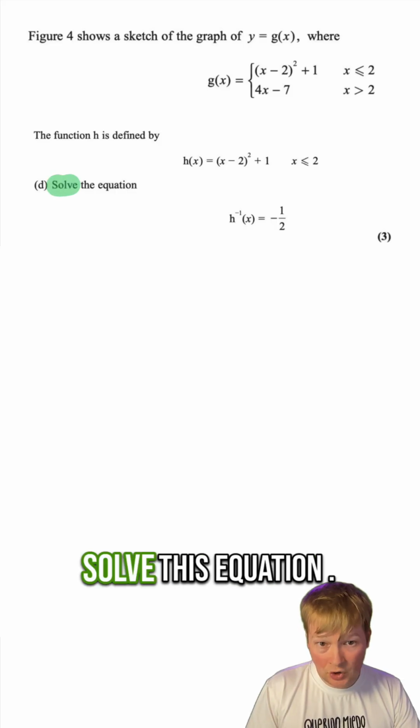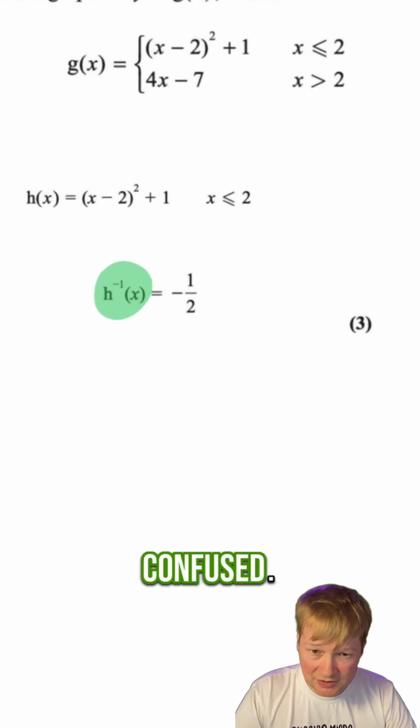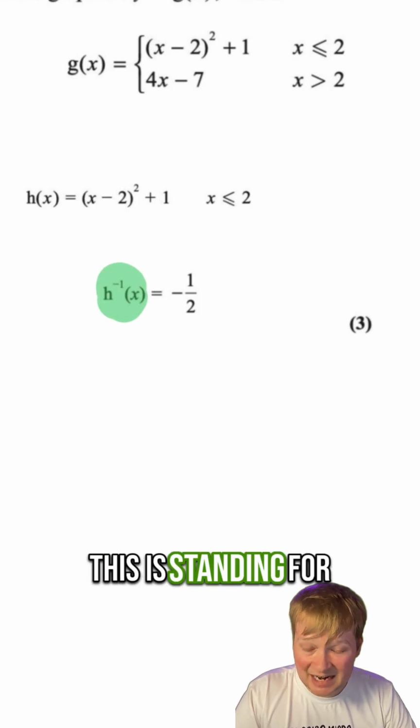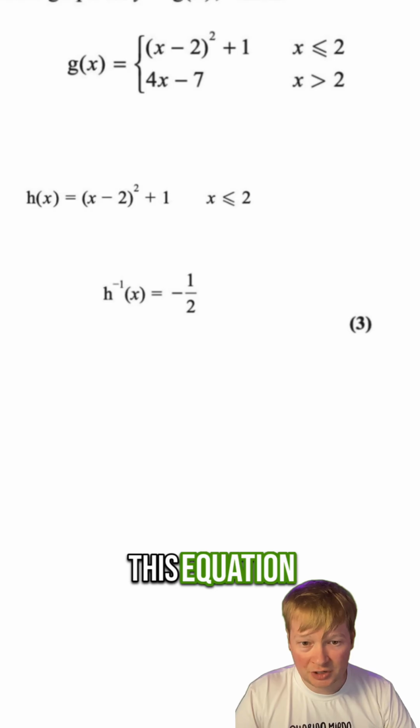Part D asks us to solve this equation. This is the inverse of h, not the reciprocal, don't get those confused. Not 1 over h of x here, this is standing for the inverse function. So the inverse equals minus a half. How can we solve this equation?